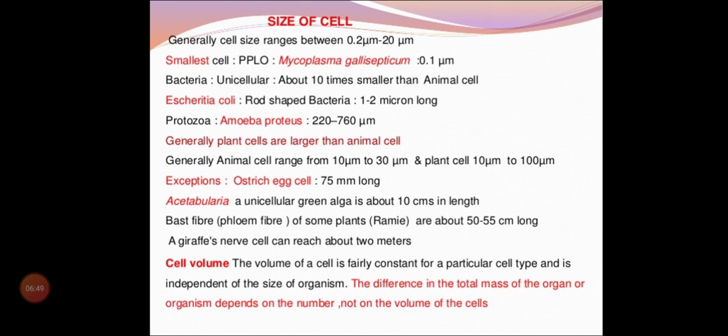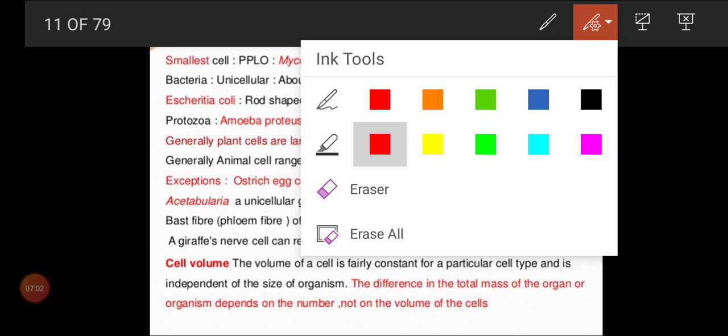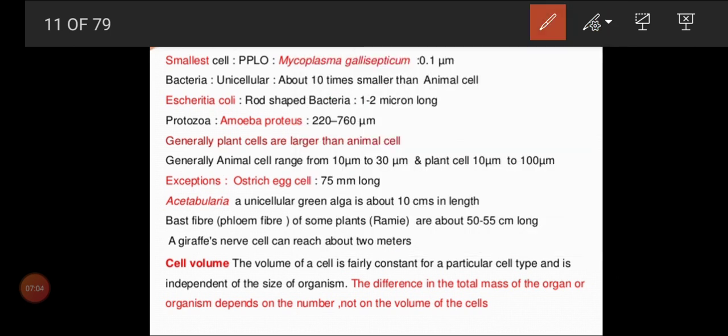Now we want to see the size of cells, what all ranges. Okay, generally cell sizes range from 0.2 micrometer to 20 micrometer. And the very smallest, very often they will ask in competitive questions, the very smallest is PPLO. What is PPLO? Pleuropneumonia-like organisms. That is mycoplasma. What is that? A bacteria without a cell wall. It is a bacteria, even much smaller than other bacteria, but there is no cell wall in it.